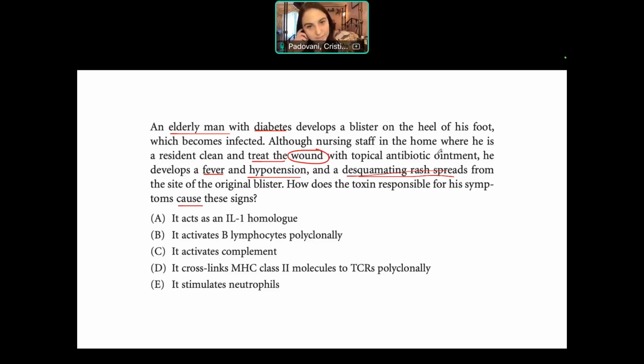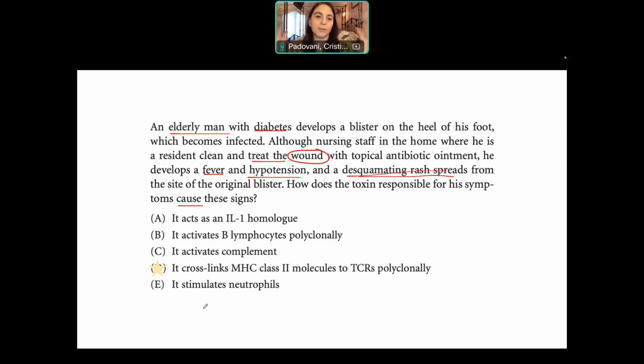Okay, so now it's like, how does the toxin respond? So how does toxic shock syndrome toxin cause shock, essentially, fever, hypotension, and rash? So again, we're looking for a mechanism of toxic shock syndrome toxin. So that one is going to be D. So we're getting cross-linking of your MHC. Remember, that's the non-specific, like you're cross-linking the MHC class 2 to the TCR polyclonally.